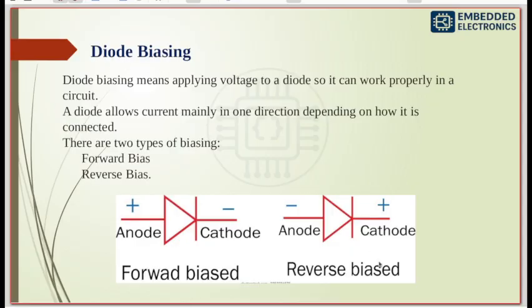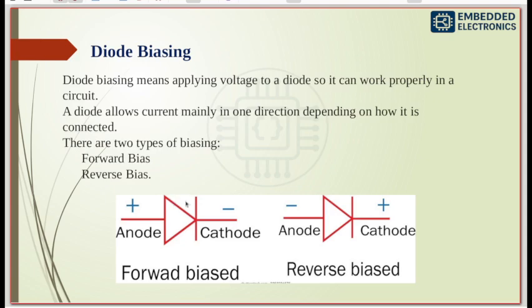Diode biasing. There are two types of biasing: one is forward bias, and the other is reverse bias. It mainly depends on how the diode is connected. Diode biasing means applying voltage to the diode so it can work properly in a circuit.